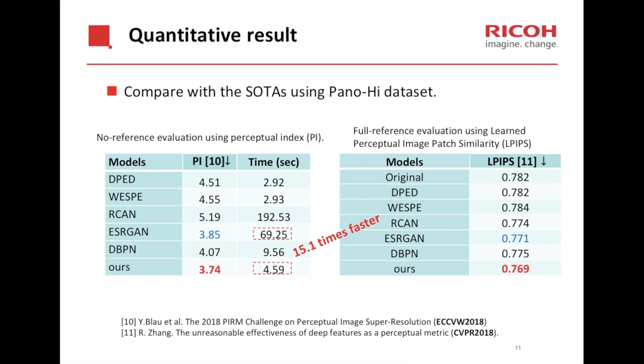The full-reference evaluation is implemented using LPIPS. The lower score indicates better similarity to the reference image. The LPIPS of each row is the average score computed from more than 40,000 enhanced and high-quality pairs of patches of size 128 by 128. We can see that we also surpassed the other state-of-the-art methods here, indicating that our result is the most similar to the ground truth image.